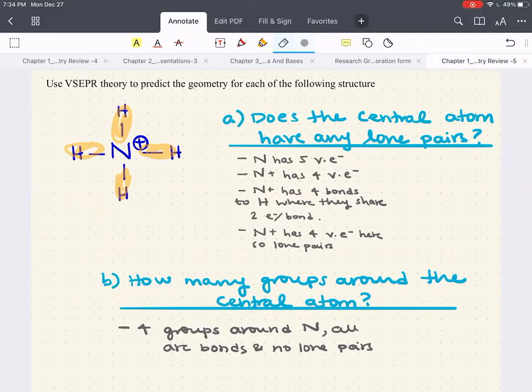So how many electron dense areas are around nitrogen? Well, we counted and it is 4. Then we want to ask, does the central atom, this nitrogen, have any lone pairs? Well, remember, nitrogen usually has 5 valence electrons around it, but this nitrogen has a positive charge, so it lost an electron. So this N plus has 4 valence electrons around it, and it already has all 4 valence electrons here. And that means this nitrogen has no lone pairs. So 4 groups and 0 lone pairs.